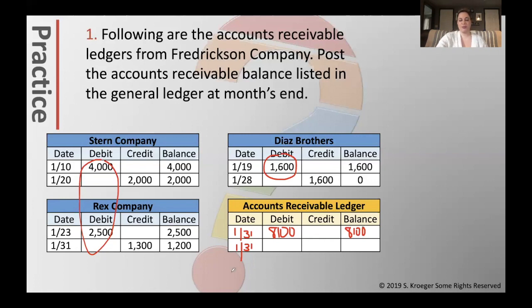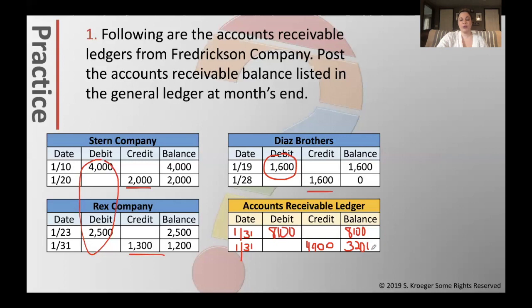What's step 2? Add up all the credits. You have 2,000 plus 1,300 plus 1,600. You should have gotten 4,900. The balance will be the difference between the two. We were owed 8,100, but paid off 4,900. When you subtract them, we get 3,200. This is the balance of what we're owed.